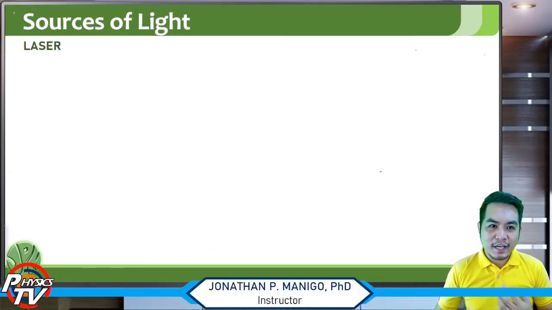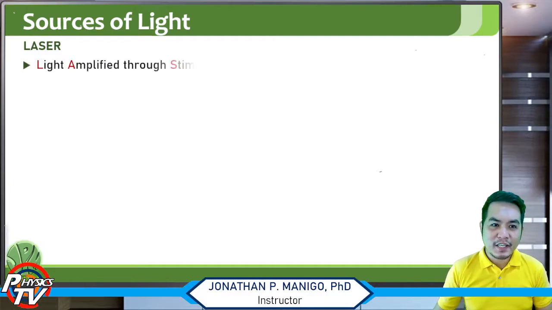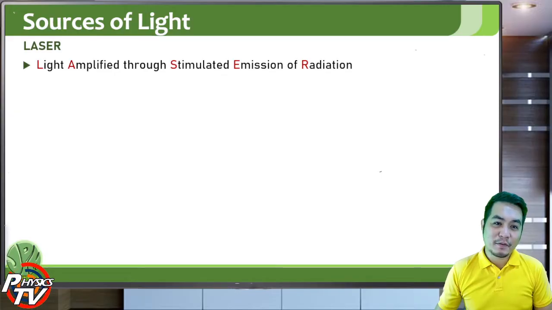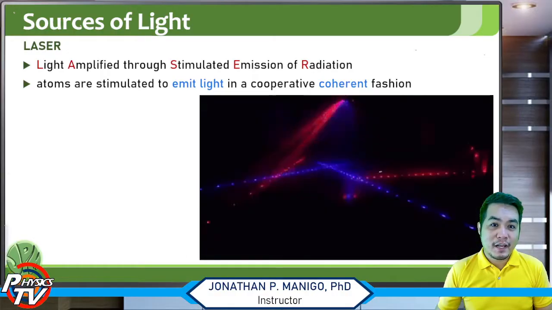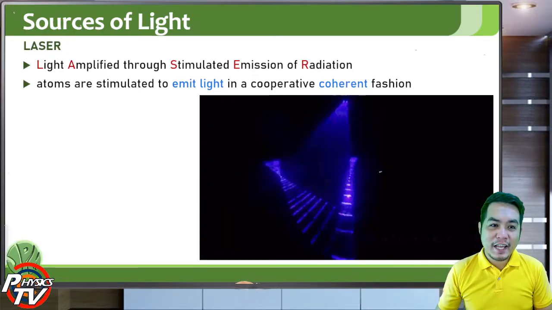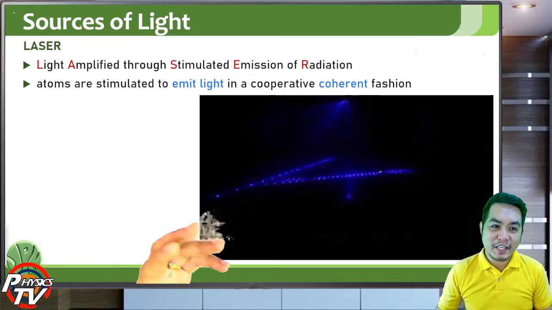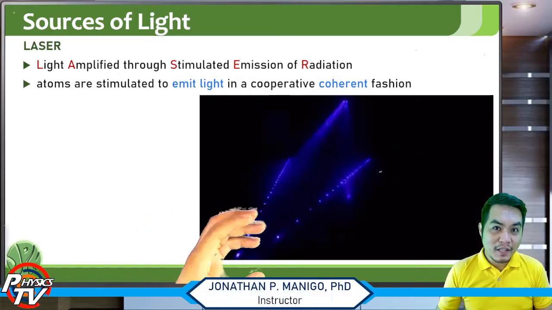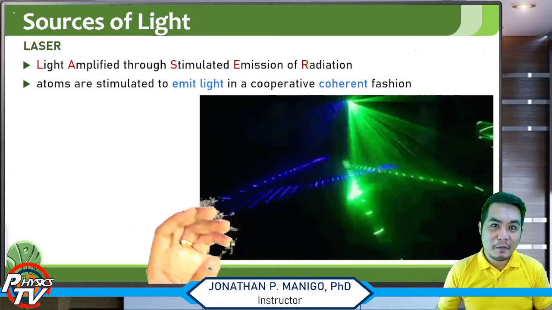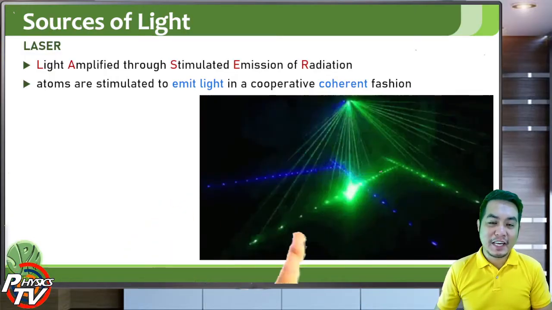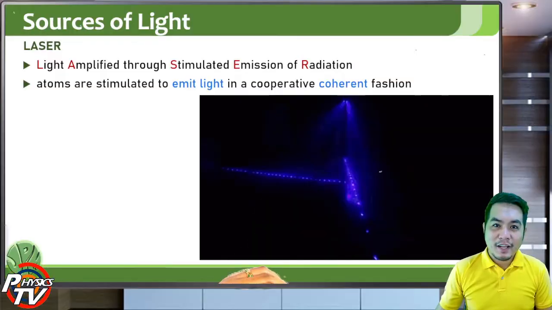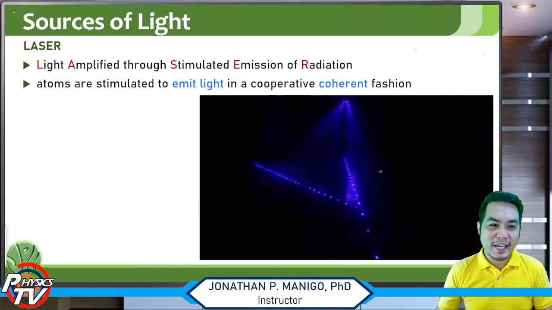So the last source of light that we will discuss is laser. It's basically an acronym for light amplified through stimulated emission of radiation. So there are many applications of laser. In a laser, the atoms of the material, whether you use a solid state laser, liquid state laser, or a gas laser. So you can have three types of laser: solid state, liquid state, or gas.